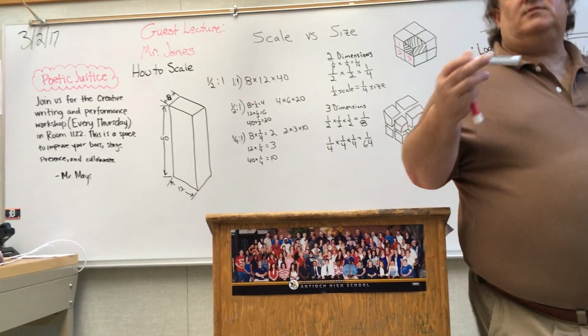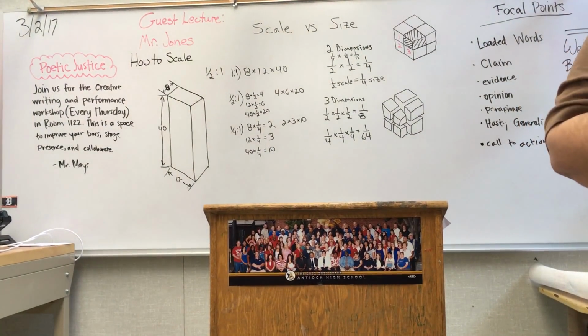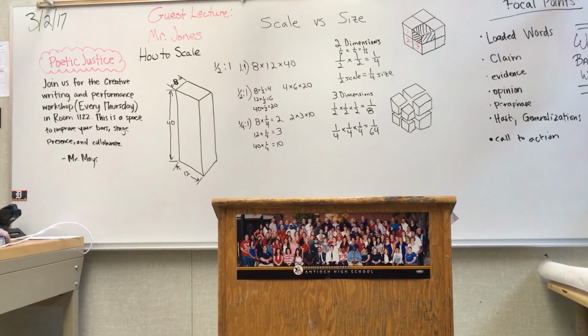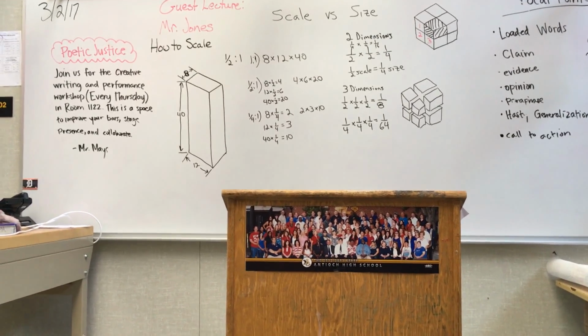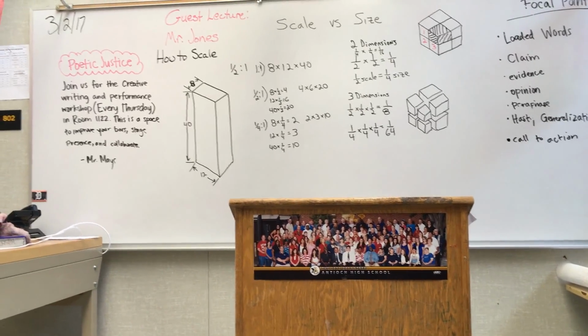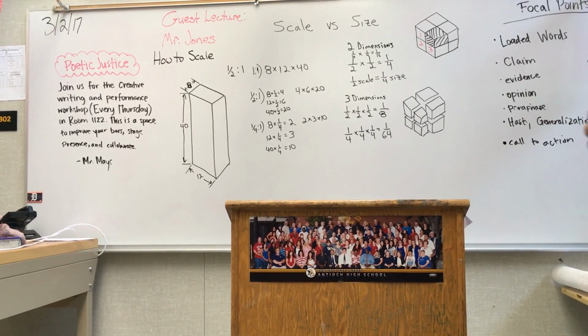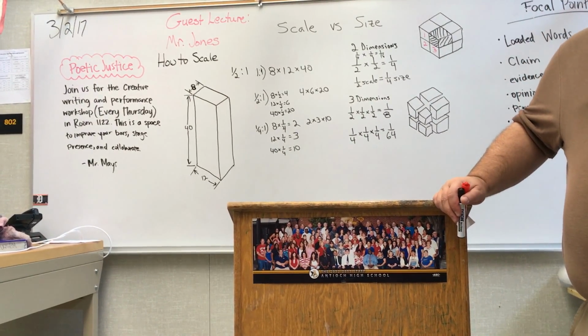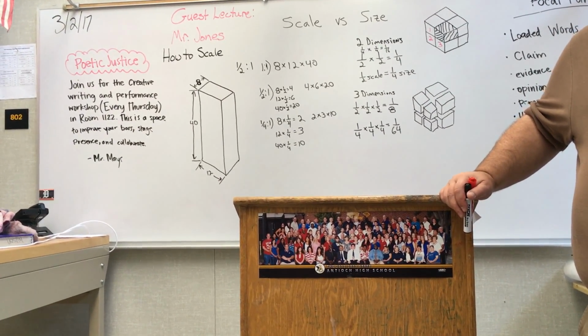Okay, so 1/16 in 2 dimensions is 1/64 in 3 dimensions. So if you know what scale you want to make something to, you have to take the cube root of your denominator. Does anybody not know what I mean when I say cube root?